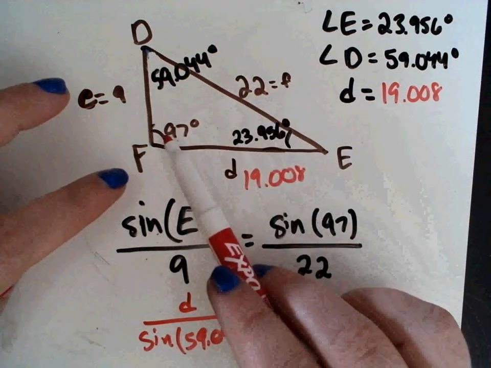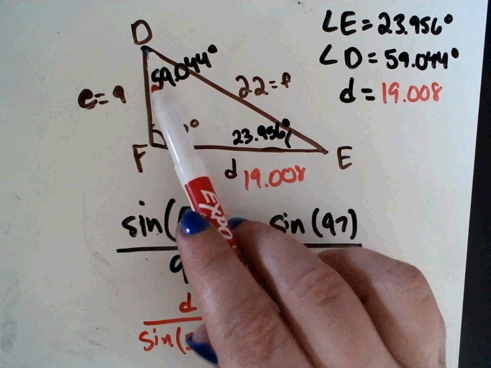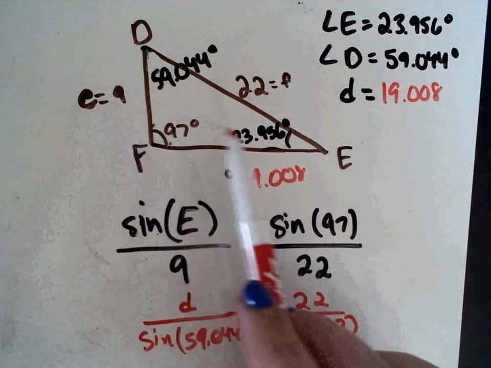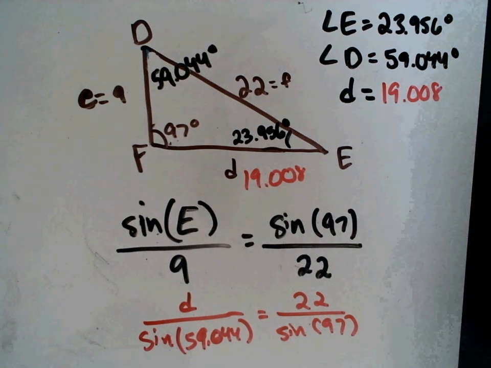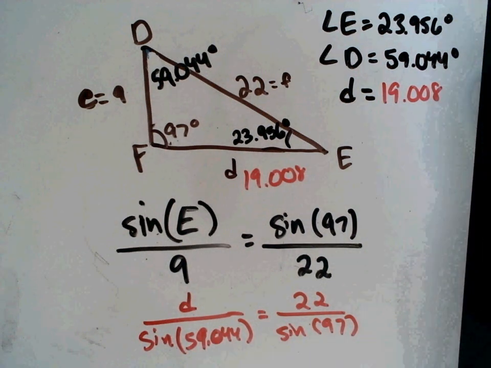Let's see if that makes sense. Largest side goes with largest angle. This is the next largest angle, and that's 19, and that's 9 with the smallest angle, so that does make sense. Okay, so that is number 13.